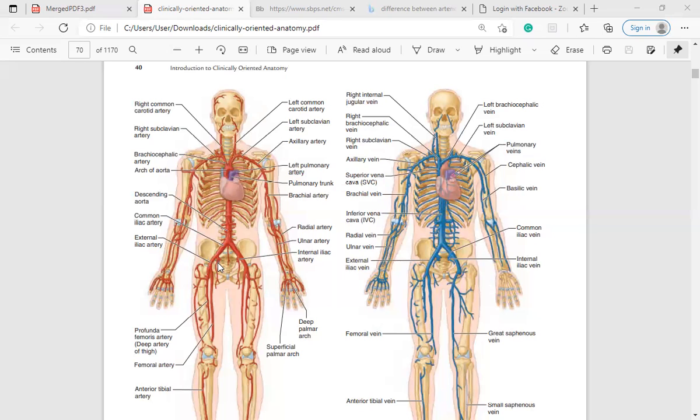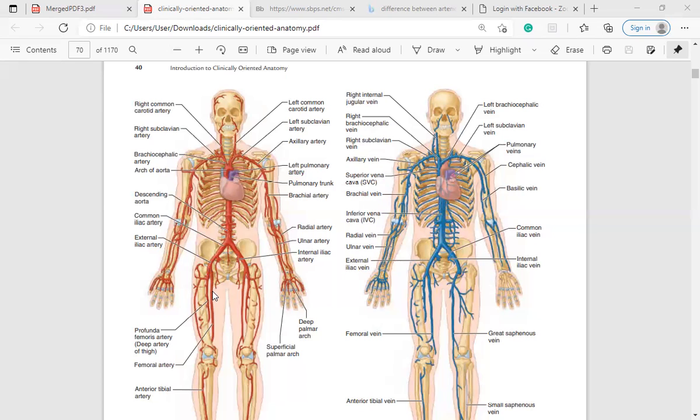It was not labeled on the right side, but it was labeled on the left side. So this is the internal iliac artery, and this is the external iliac artery. The internal iliac artery will go and supply all the muscles around the pelvis, and some of the organs that are around the pelvis here will be supplied by the internal iliac, while the external iliac artery will come down to form the femoral artery.